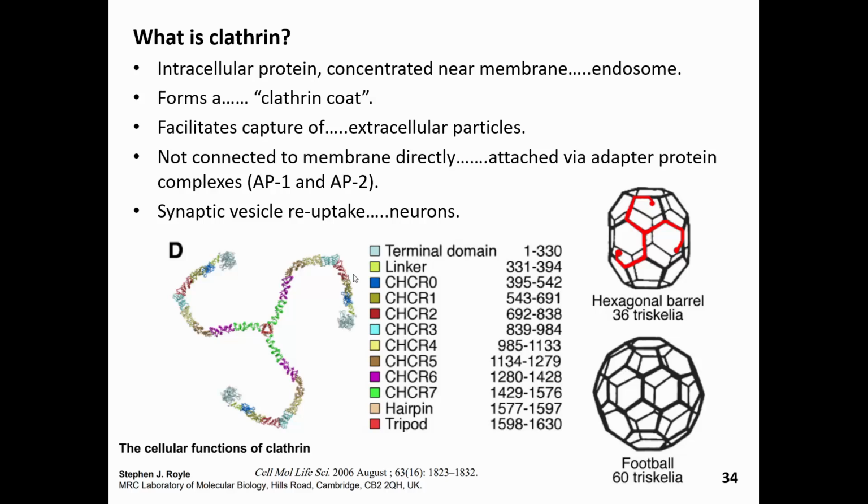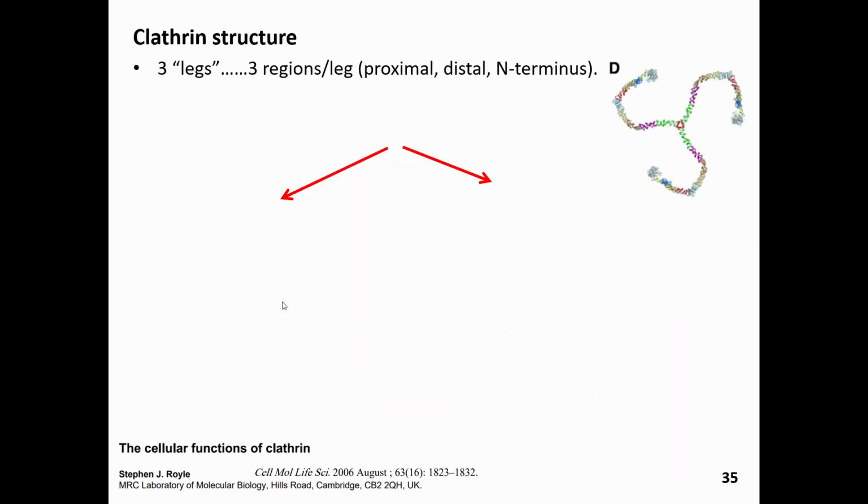The picture you see on the bottom here, taken directly from this research paper, shows two schematic hypotheses of how clathrin forms, either as a hexagonal barrel or in a more spherical football shape. These portions of the protein, corresponding to the specific residue numbers, identify unique functions of the different parts of the protein. The clathrin protein, in terms of structure, is summarized as having three quote unquote legs, and you can see that here on the picture on the right hand side.